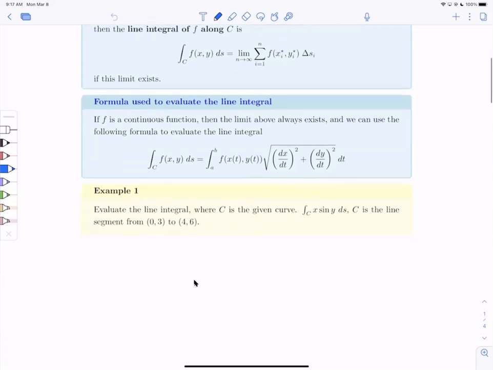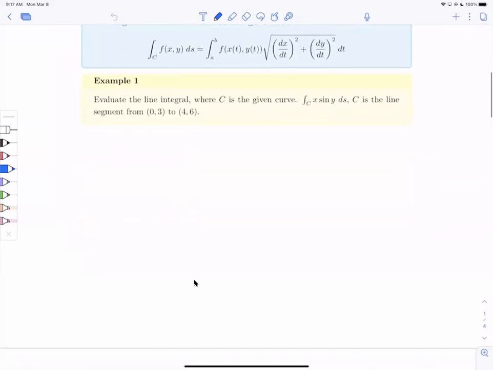And let's look at example one. I want you to evaluate the line integral, where C is a given curve, and this is the integral you need to evaluate, and C is a line segment from (0, 3) to (4, 6). As always, I'll give you some time to work on this, and we'll take it up after you guys are done. Should be really simple, as long as you know how to parameterize the line.